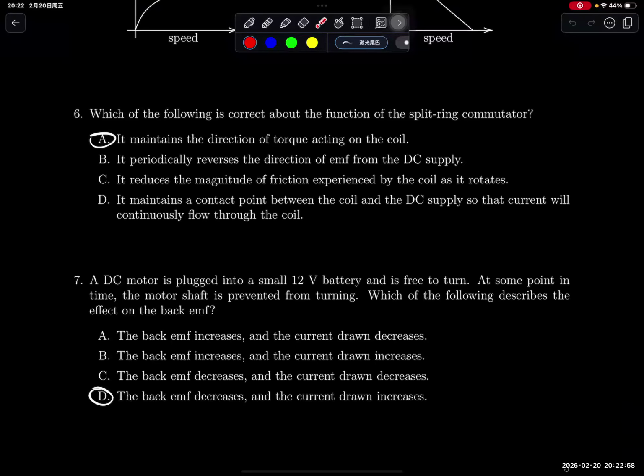Question 6, which of the following is correct about the function of a split ring commutator? A is the right choice, as in it maintains direction of torque acting on the coil.